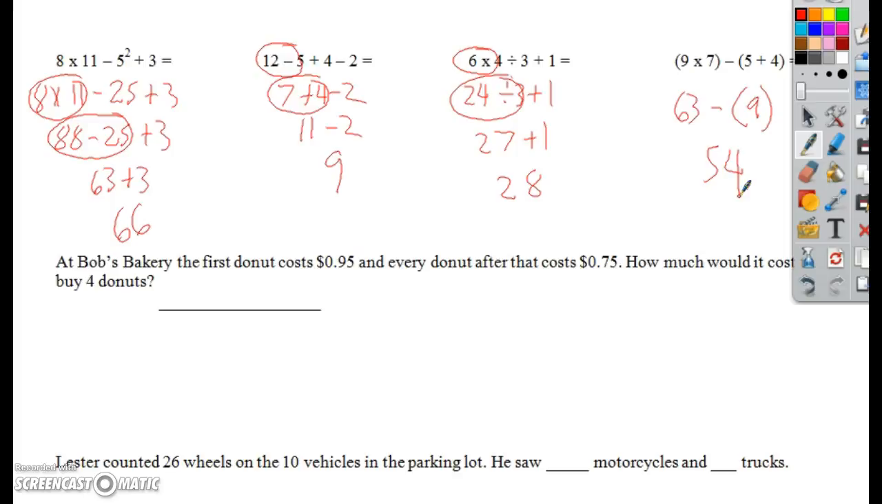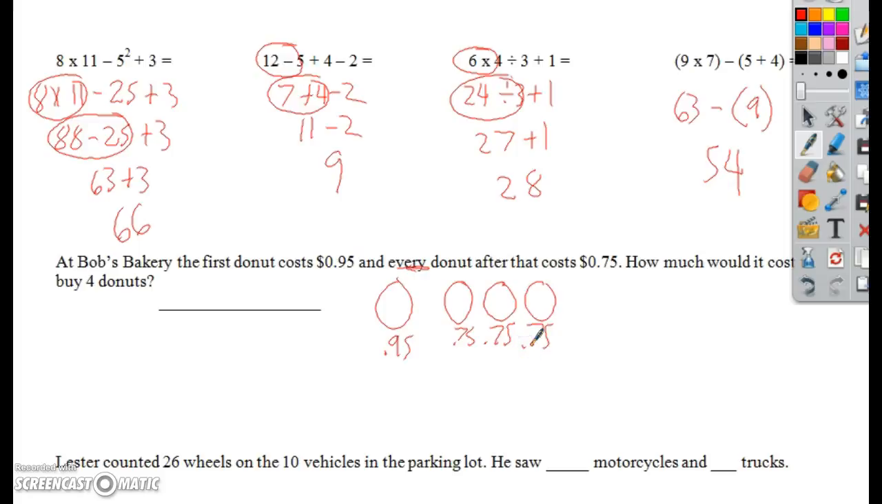Bob's Bakery, the first donut costs 95 cents, and every donut after that costs 75 cents. How much would it cost to buy 4 donuts? Easiest thing for me to do is just show there's the 4 donuts. First donut was 95 cents, and every donut after that was 75 cents.